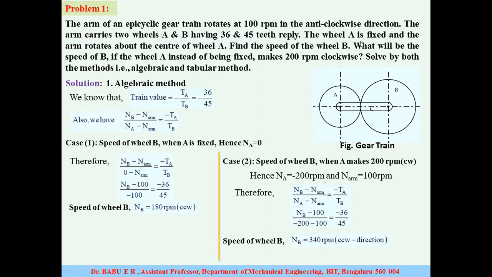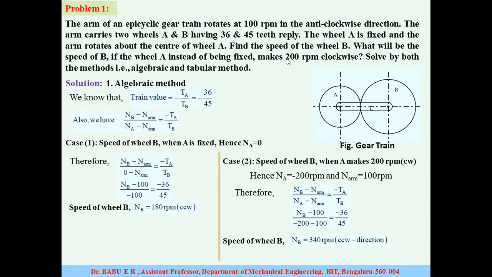Now the wheel A is fixed and the arm rotates about the center of wheel A. So wheel A is fixed or braked, and the arm rotates about the center of wheel A. If that is the case, you have to find out the speed of wheel B. Again, you will ask, what will be the speed of B if the wheel A, instead of being fixed, makes 200 rpm clockwise? Instead of fixing it, if it rotates at 200 rpm, what is the speed of wheel B?